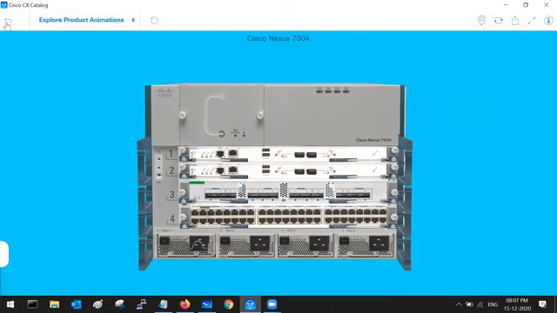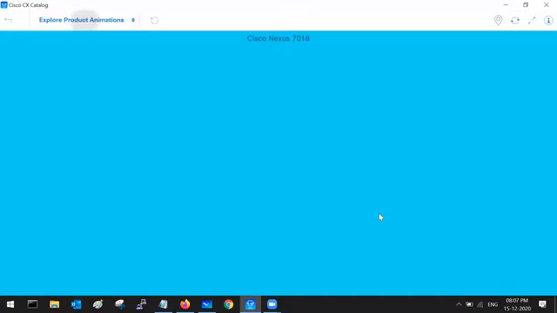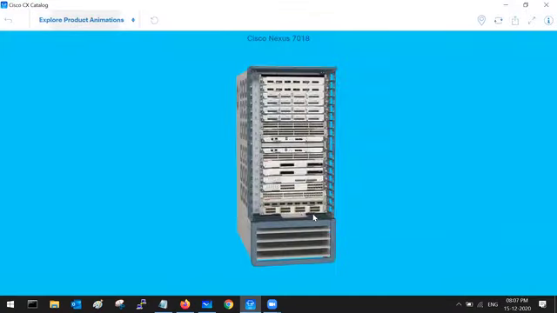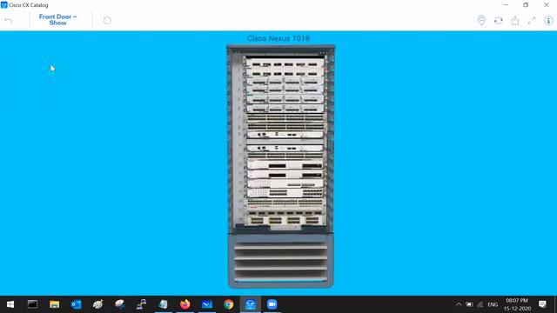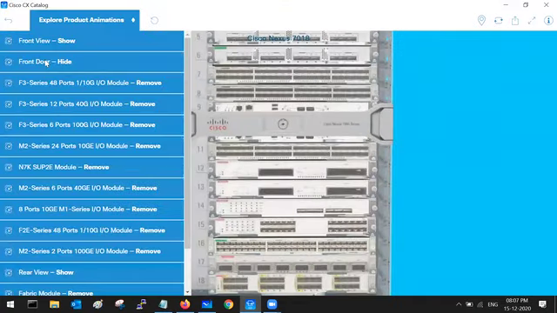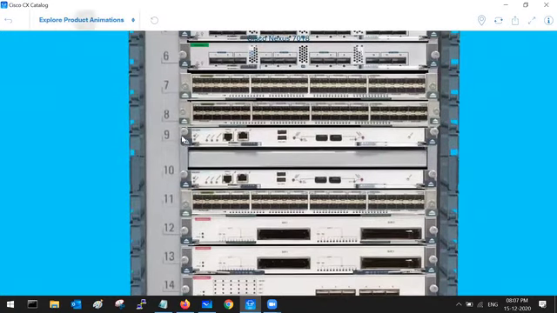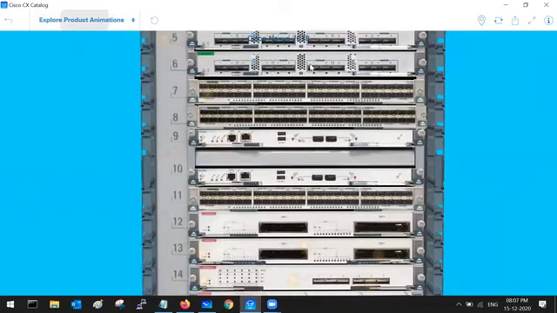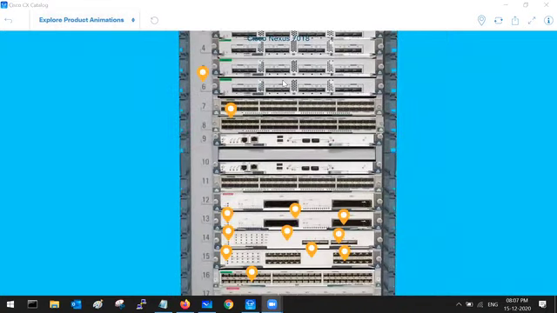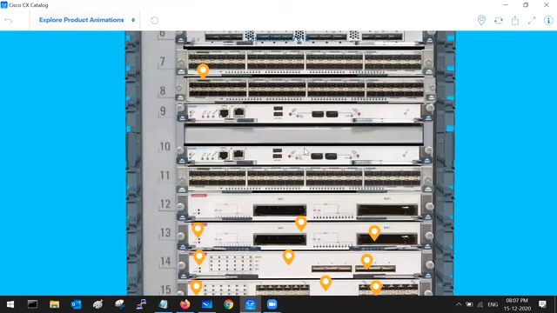right? Similarly, if I go on some other box, let us say Nexus 7018, which is a giant. If you take a look at Nexus 7018, here the supervisor engine is inserted on slot number 9 and 10, right? On this model of Nexus 7K, we have 18 slots. The model itself says 7018. Out of the 18 slots, slot number 9 and slot number 10 are reserved for the supervisor engine. So depending on the model of the Nexus 7K chassis, the placement of the supervisor engine is done.